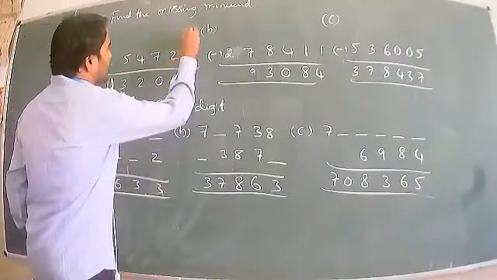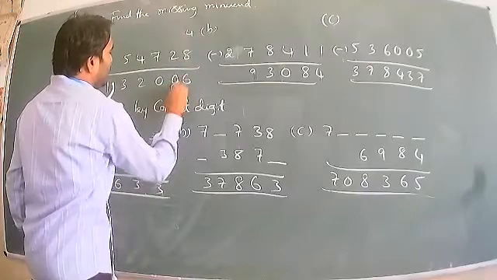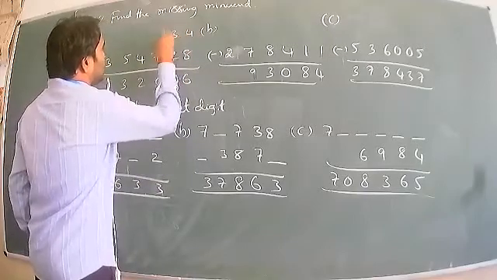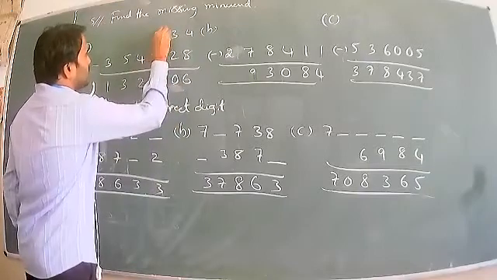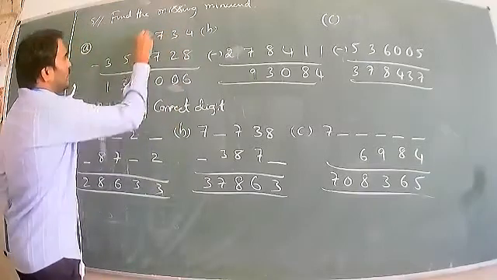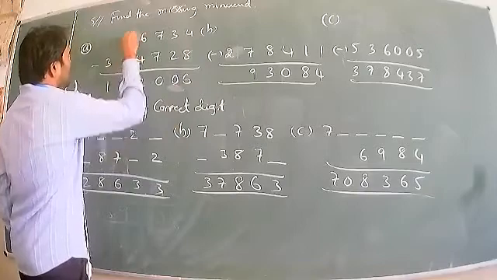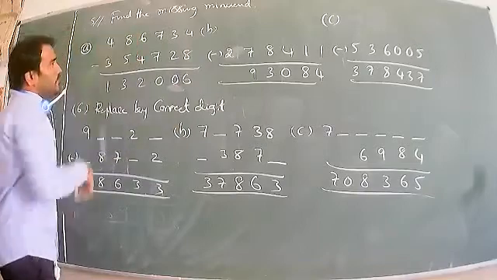So 8 plus 6, 14, 1 carry, 2 plus 1, 3. Now the carry, we should write it. Okay. 0 plus 7, 7. Next 2 plus 4, 6. 5 plus 3, 8. 3 plus 1, 4.